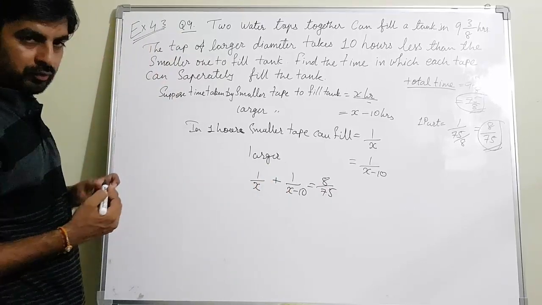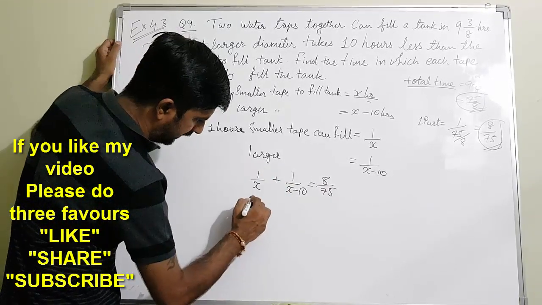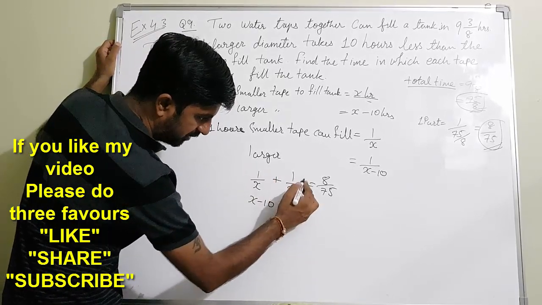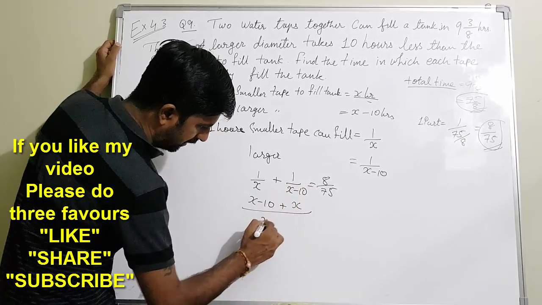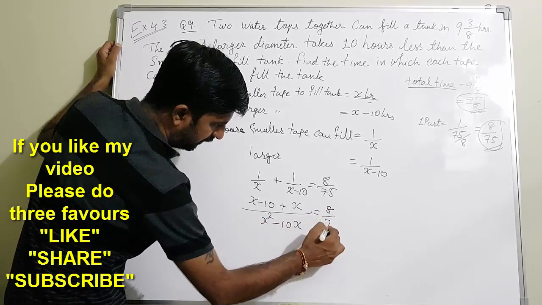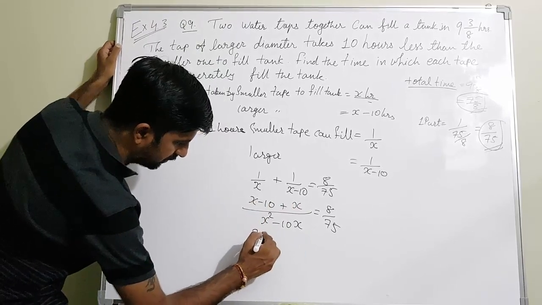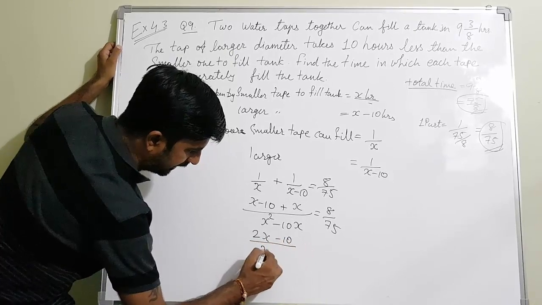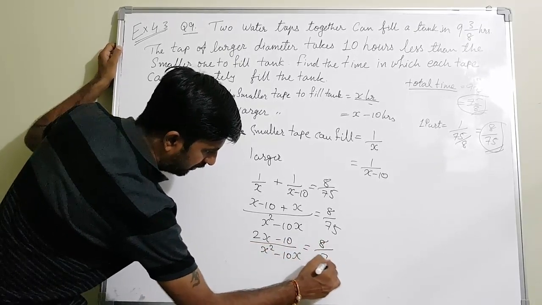So this way you have to convert first, and now you have to solve this, and you will get one quadratic. You can take it here, x minus 10. You have to take out the LCM, so here x minus 10, x minus 10, here x, and here you will get x, and directly this will become x square minus 10x, and 8 here and 75 here. So x plus x, 2x. Let me first solve here. 2x minus 10 upon x square minus 10x equals 8 by 75.